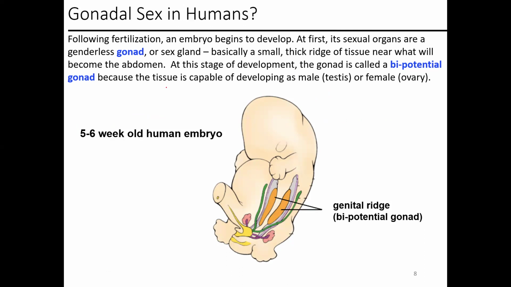Okay, so that's going to be very important, and that's going to be known as a bipotential gonad. Basically, what that means is it's kind of like the foundational parts to making either the testes or the ovaries. So it's going to be a small, thick ridge of tissue near what will become the abdomen. And at this stage of development, the gonad is, again, a bipotential gonad because the tissue is capable of developing into either the male testes or female ovaries.